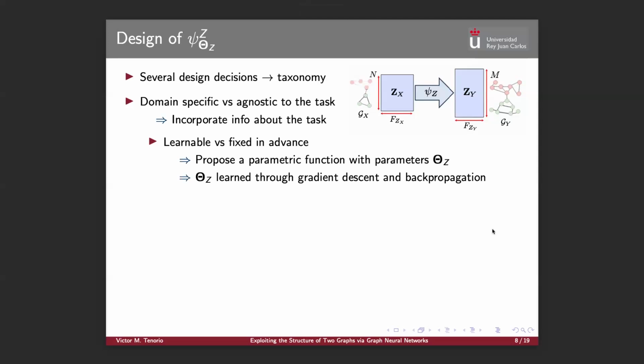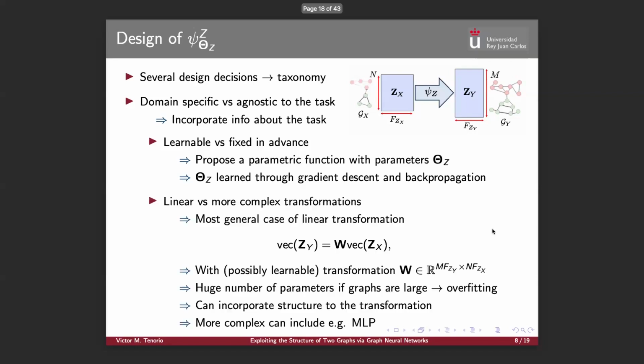The next design choice is, are we going to learn this transformation from the data, or are we going to just fix it before starting the processing and use that? Well, if it is learnable, we can use, again, the gradient descent that we were using to learn the parameters of the GNNs, and backpropagation to learn the parameters of this function. If it's fixed in advance, like for example, the domain knowledge example I just gave, then it won't have any parameters and it won't be learned.